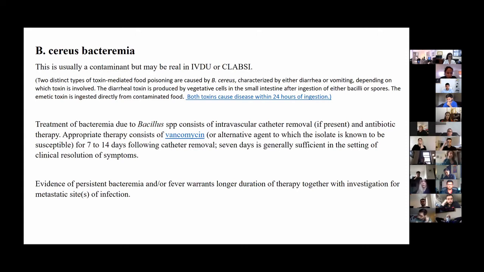So really, if you've got a Bacillus, you remove the line, and usually vancomycin is used, just like with coag negative staph, which is 70% resistant to methicillin. You need to use vancomycin, and a short course is adequate. Obviously, if they've got more symptoms, you have to treat longer, but in general, a short course is adequate. So we can forget coag negative staph and B. cereus for the most part as being contaminants.